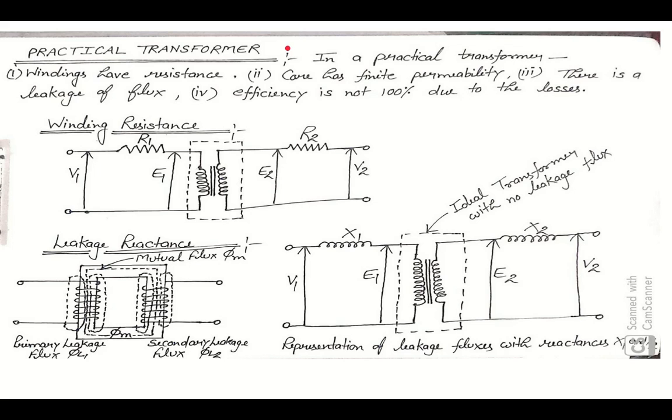As we had discussed earlier, certain assumptions were made for an ideal transformer which are not valid in a practical transformer. For example, in a practical transformer, the windings have resistances, the core has finite permeability, and there is a leakage flux also.